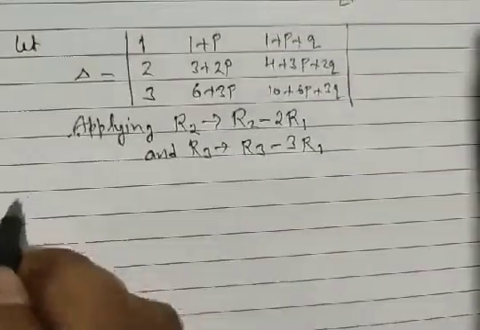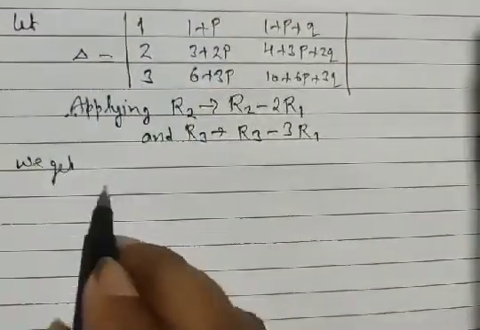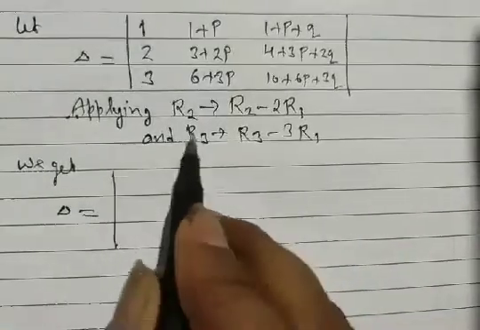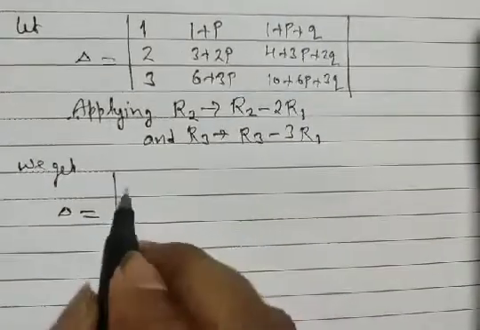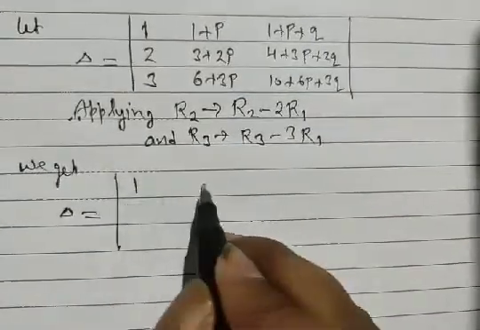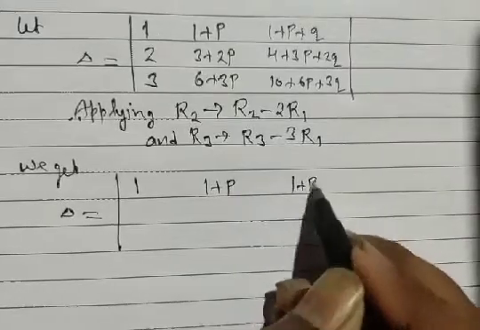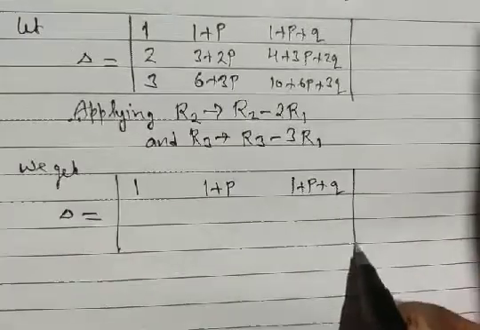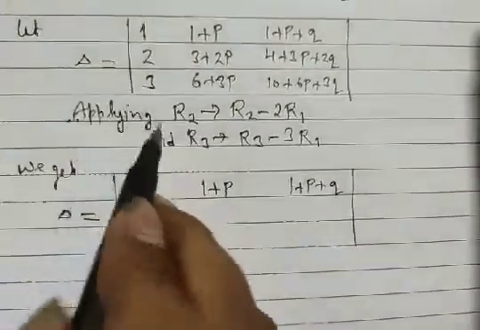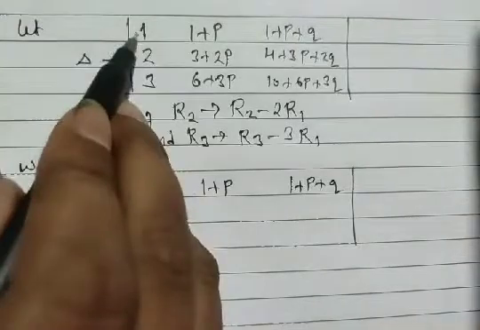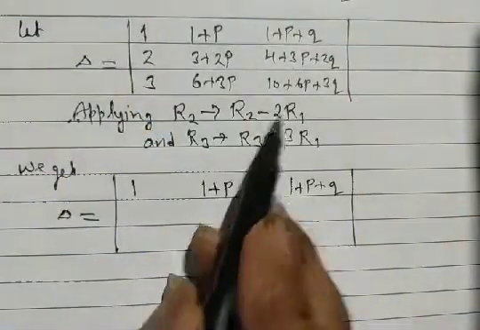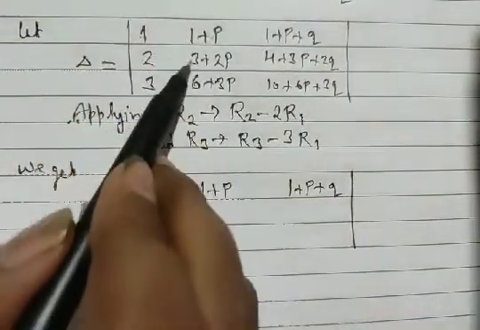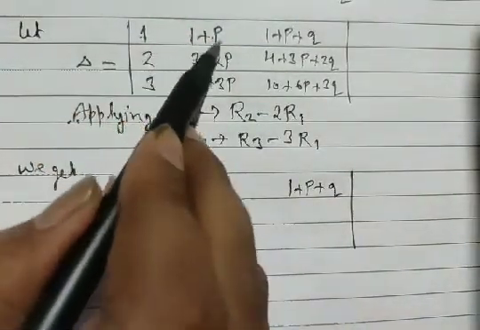Now what do we get here? Write down del. Since our operation is not in R1, write down R1 as usual: 1, 1 plus p, 1 plus p plus q, because there is no operation in R1. Now we have to change the 2. Because the operation is R2 minus 2 times R1, this 2 minus 2 gives 0. Now here 2 plus 2p, 3 minus 2, plus 2p cancels, 3 minus 2.